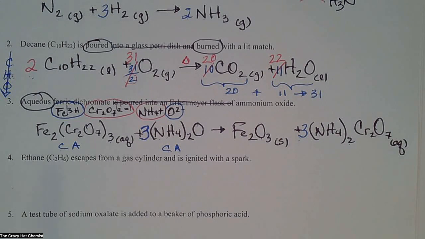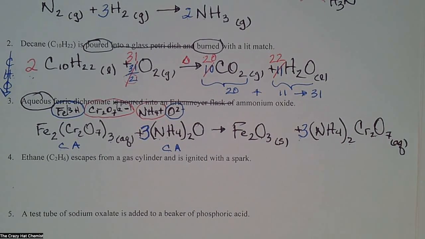Now, your very last step is to count up the number of each element on both sides and make sure that they do equal. But I'm going to let you do that on your own. That's something for you to do. But I guarantee you that that reaction is now balanced.